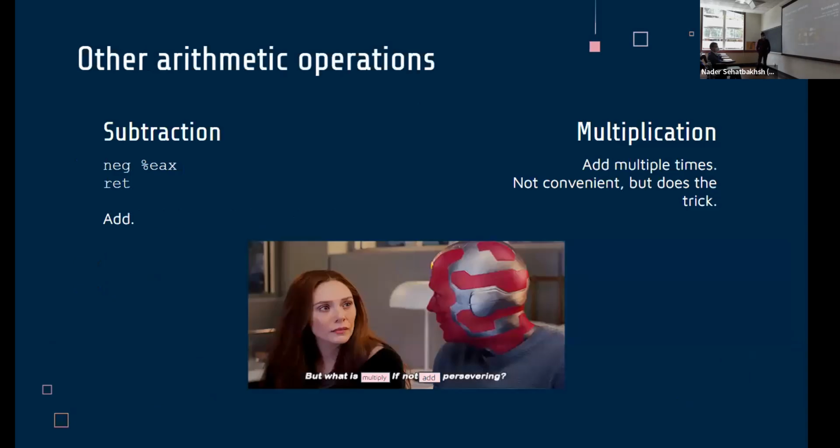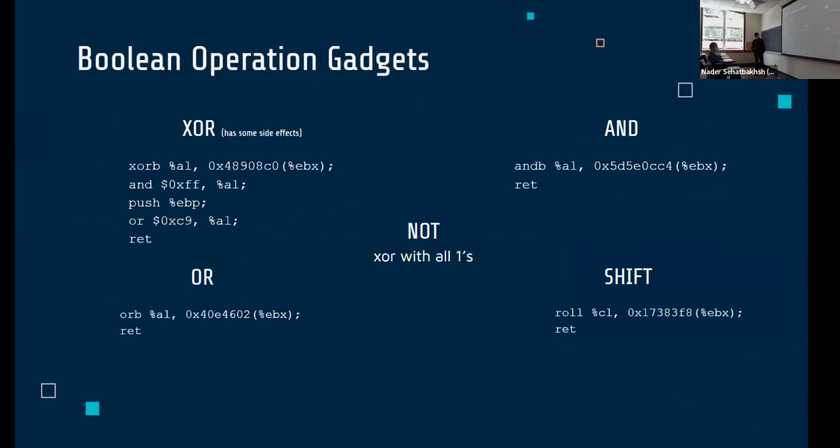You have other arithmetic operations. Subtraction is nothing but addition negated, and we have a negation gadget. Multiplication, well, that's addition multiple times. I wish we did have a multiply instruction, but we don't. We have other Boolean operation gadgets: XOR, NOT, OR, shift. One thing with XOR is that we have a push over here, but as we saw, we can circumvent that.